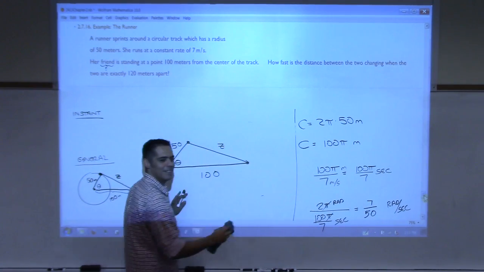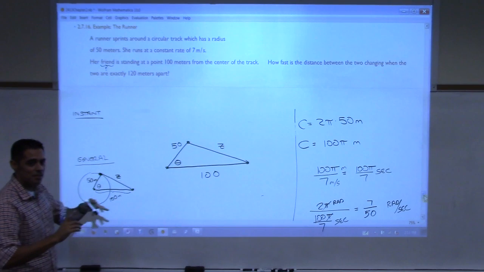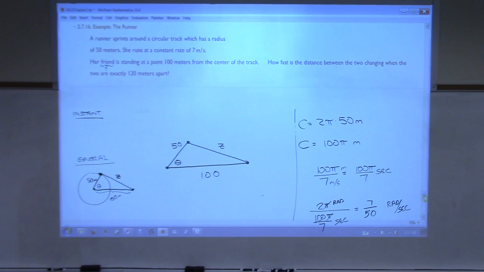Side angle. Side angle side. I don't know. What do you do with side angle side? I'm not saying you're wrong. I want you to stumble upon this. See if someone can stumble upon this. Cosine.